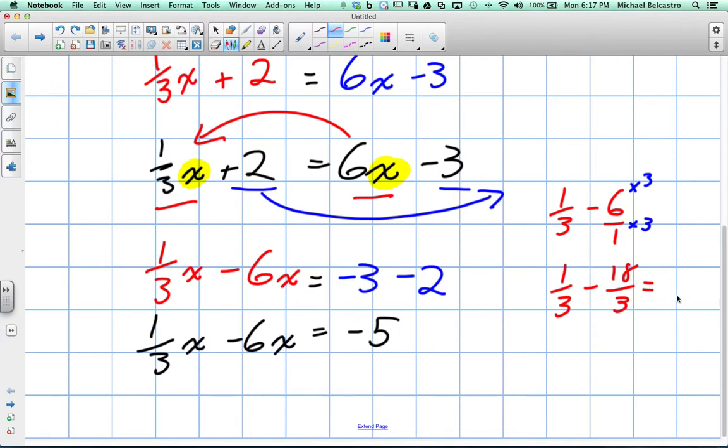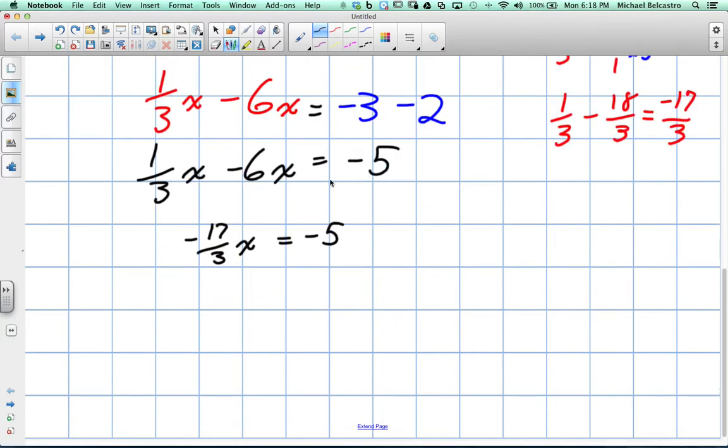When we subtract fractions, we keep the denominator the same. And then we just subtract the numerators. 1 subtract 18 will give us negative 17. Very good. So we got negative 17 over 3x, which is really odd to look at, is equal to negative 5. The goal here is to get x by itself. So this can be really hard to look at right now. I'm going to show you in 2 steps how to get x by itself.